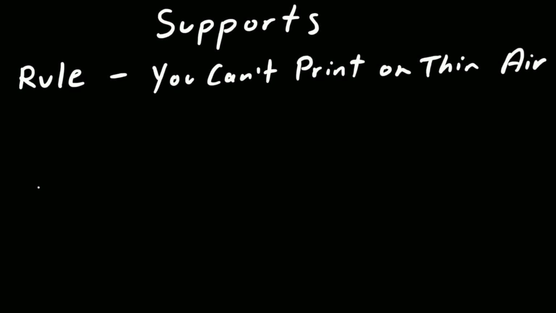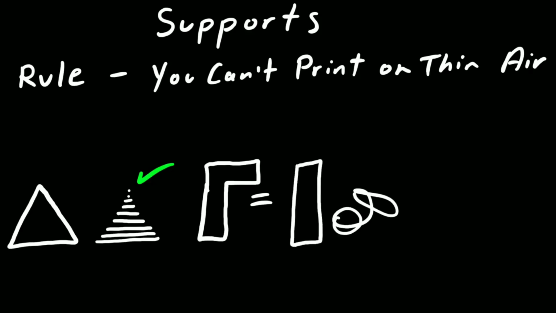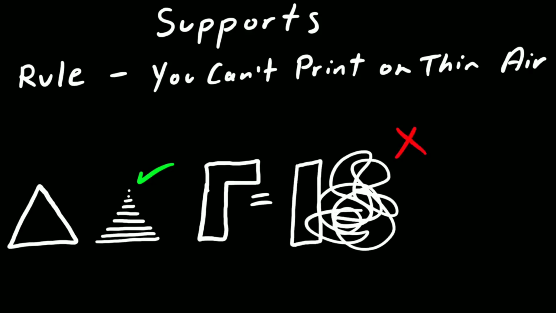Next, let's talk about supports. The important thing to keep in mind is this rule. You can't print on thin air. Let me explain. If I'm looking from a front view, printing this pyramid, for example, would be fine. But printing something that looks like this would result in this. The reason is easy to see if we take it step by step.